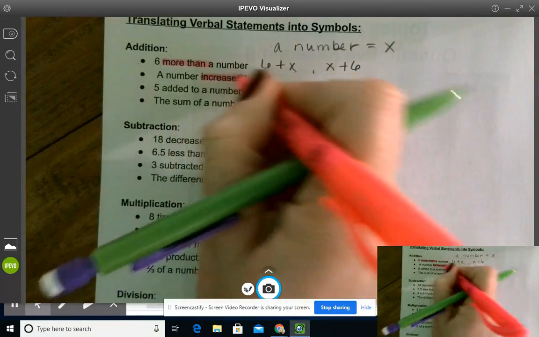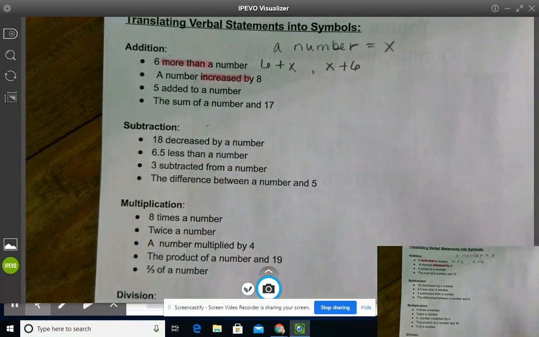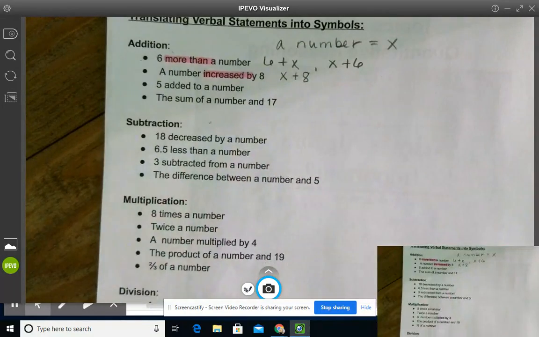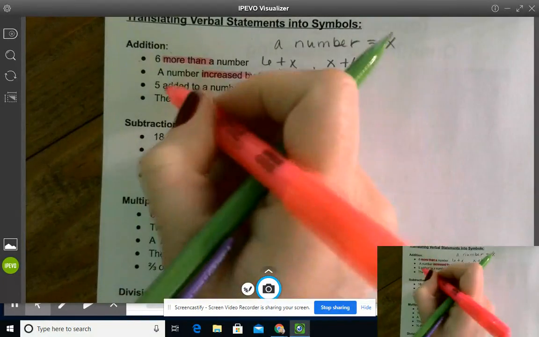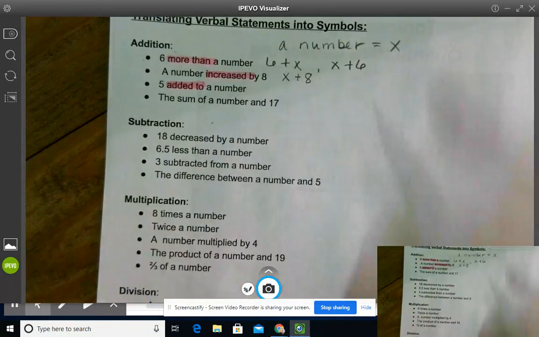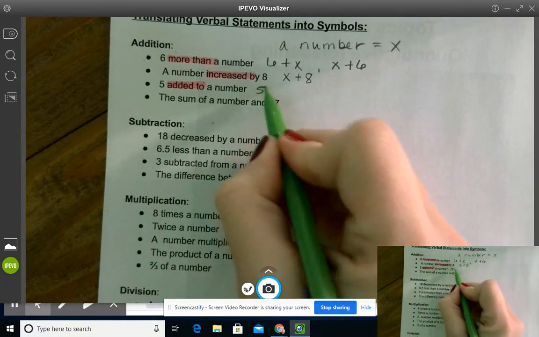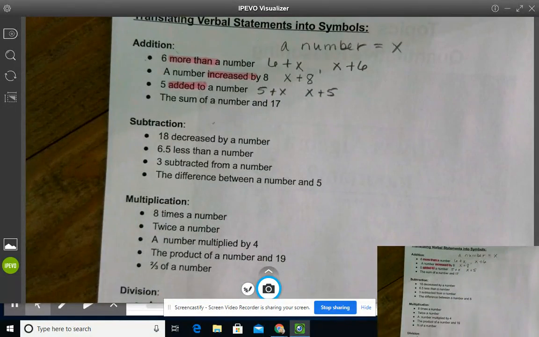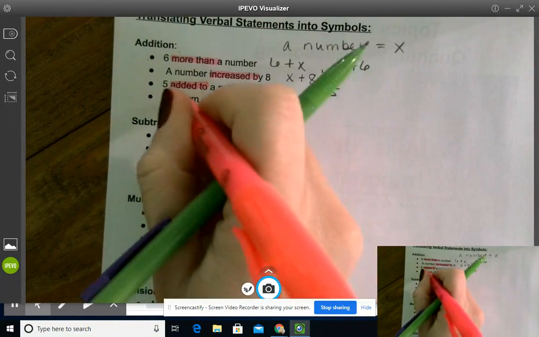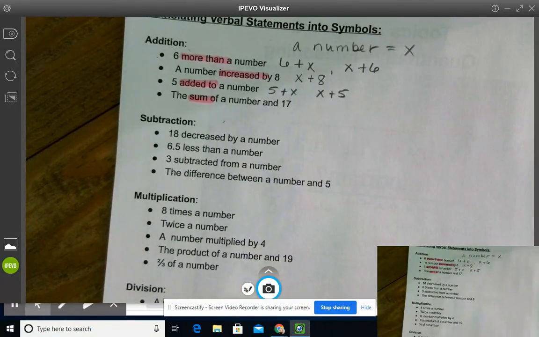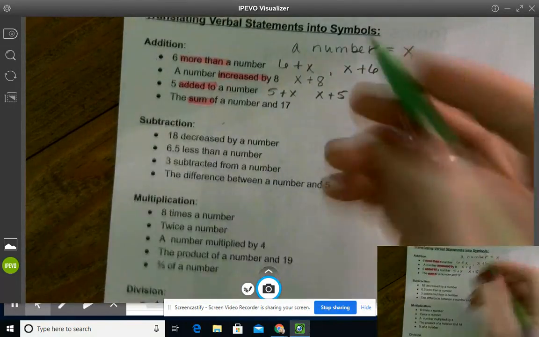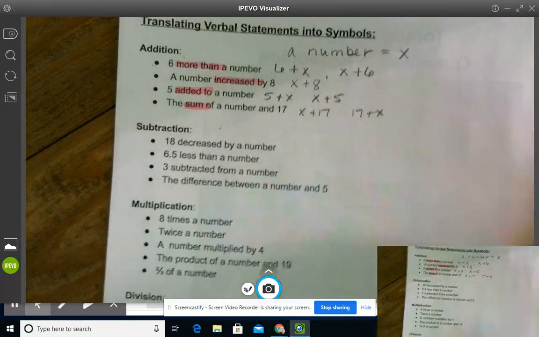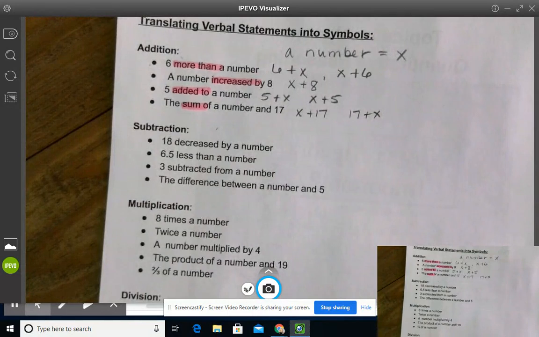"Increased by" is another way to talk about addition. So a number increased by 8 is still an addition expression. "Added to," of course, is addition. So 5 added to a number, so 5 plus x or x plus 5, either way would be accurate. And then the sum. The sum is the answer to an addition problem. So the sum of a number and 17 would mean x plus 17. Or if you wanted, you could write it as 17 plus x. So those are the words that mean to add.